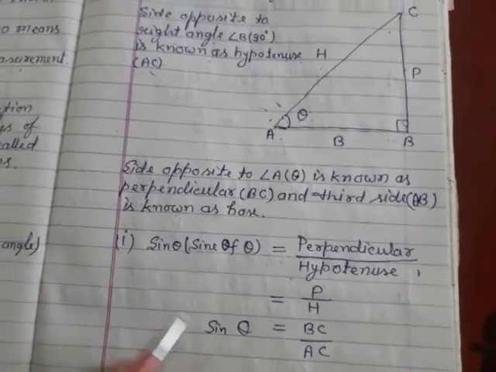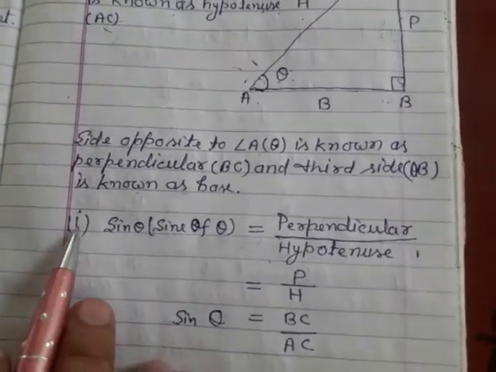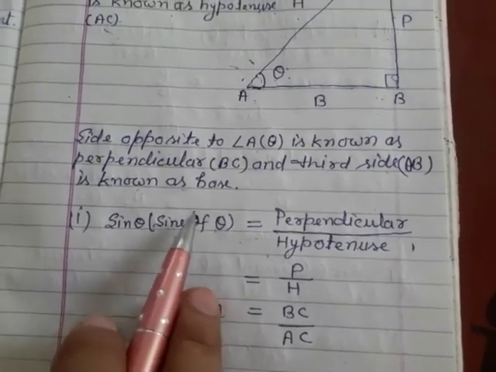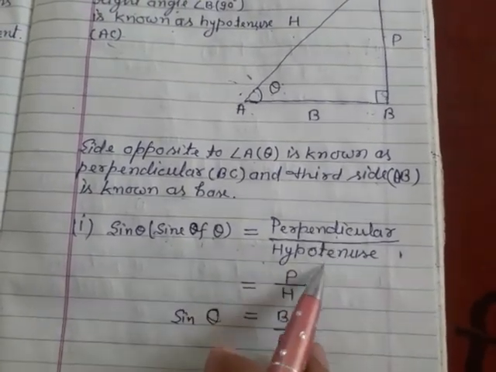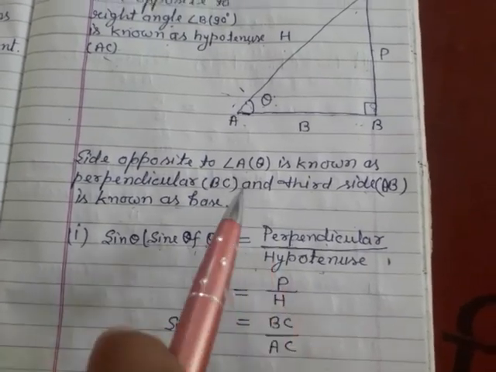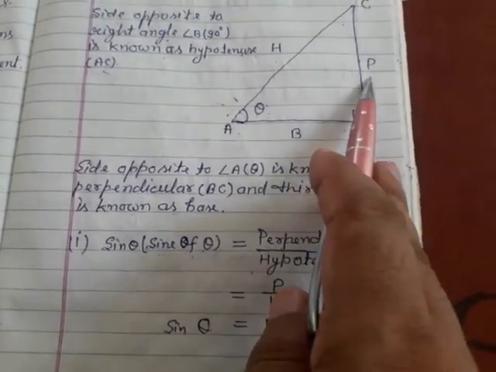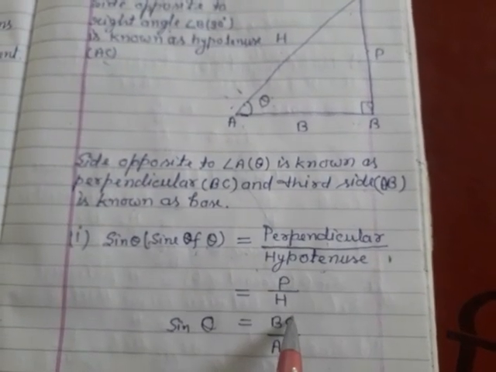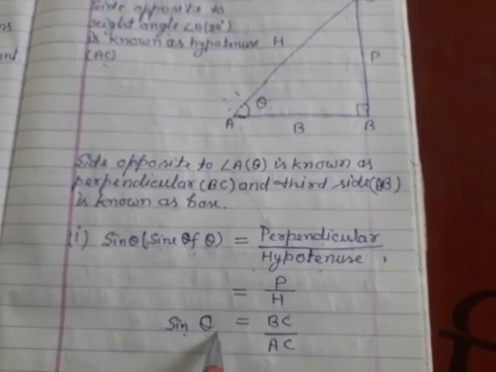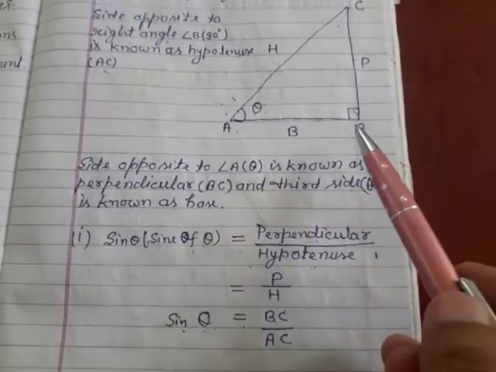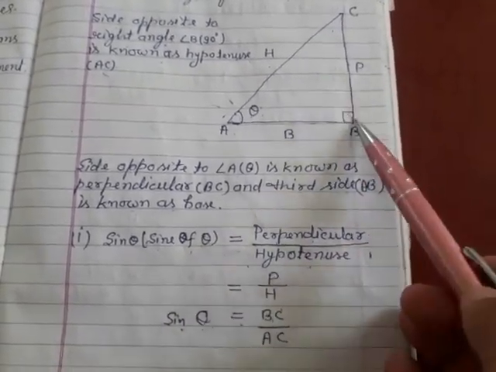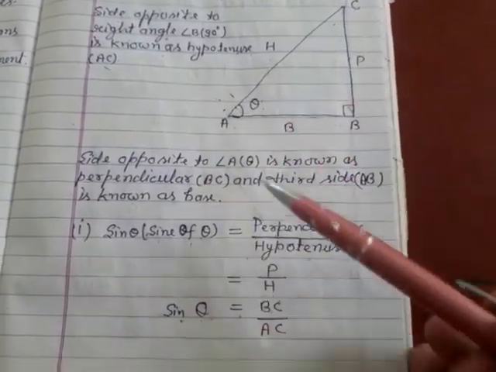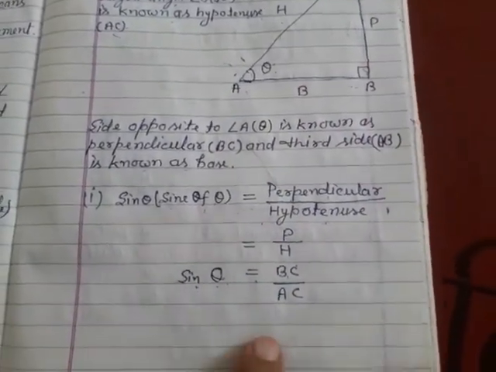We now take the trigonometric ratios. The first one is sin theta. Sin of theta means perpendicular upon hypotenuse, P by H. So sin theta is equal to BC, the perpendicular, upon hypotenuse AC. Clear?